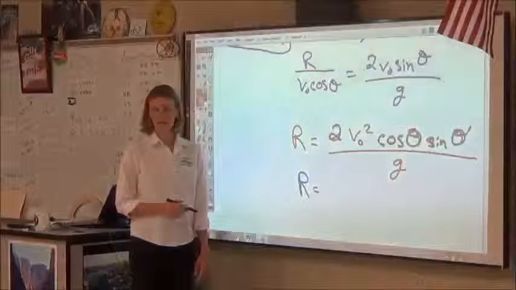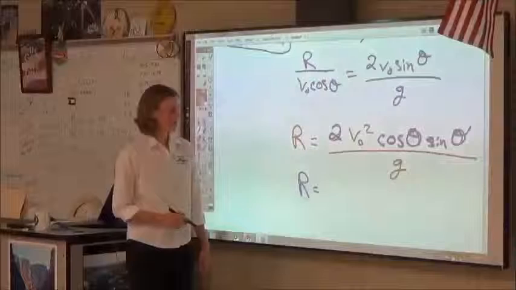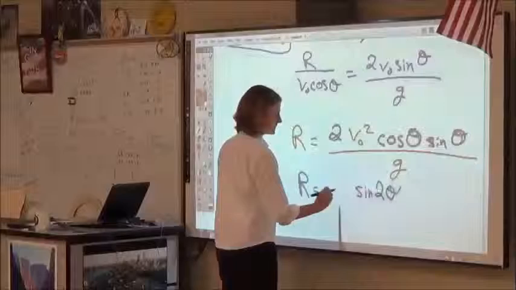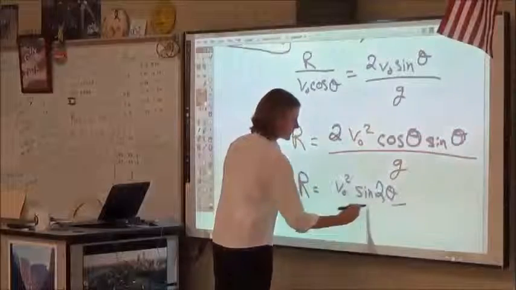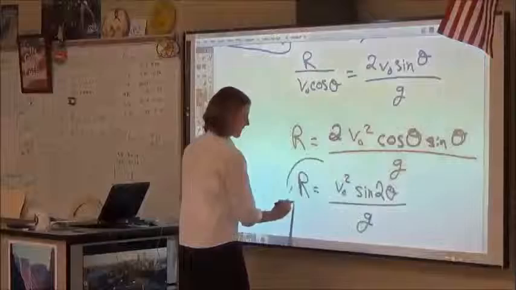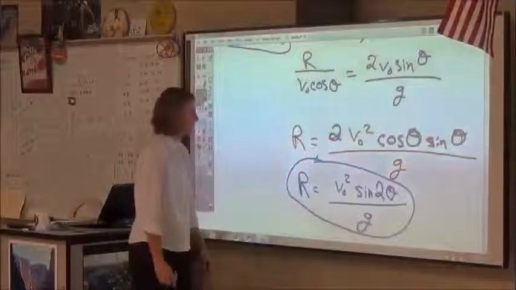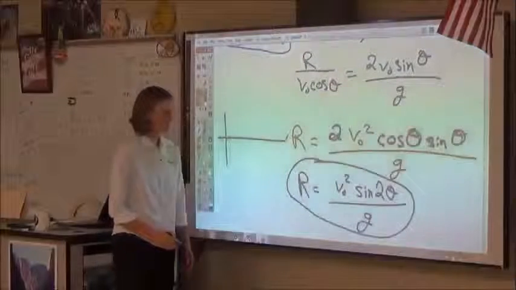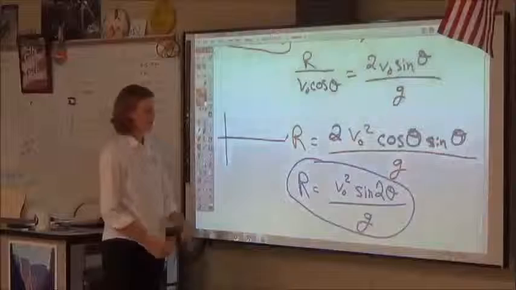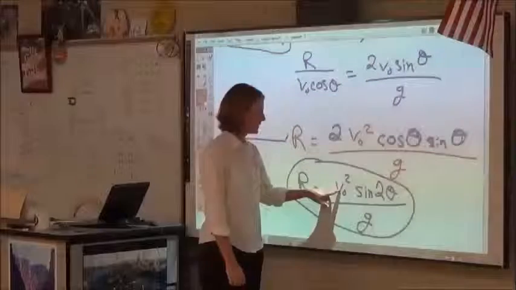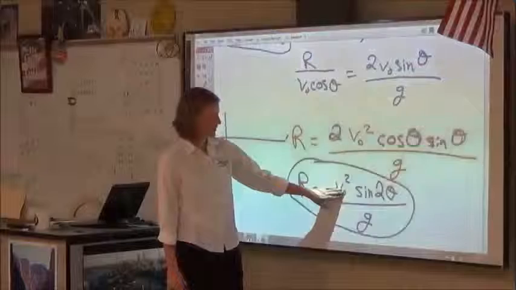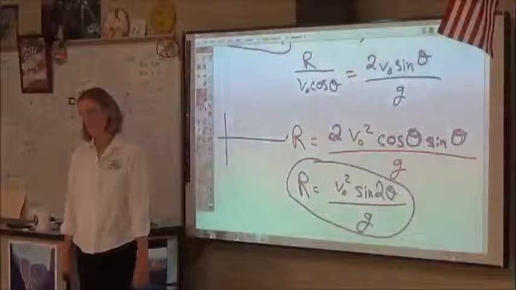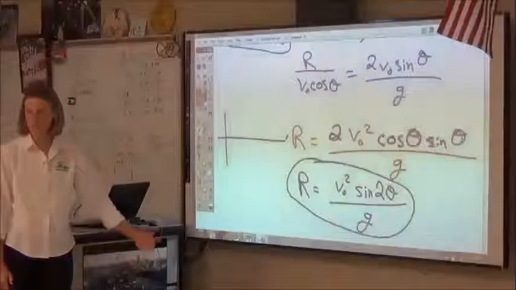Kind of highlighted in blue, that's the trig identity we wanted to use, which is equivalent to sine of double the angle. So that's your range equation. So you're still using your original speed and the original angle. But wasn't it fun to go through it?